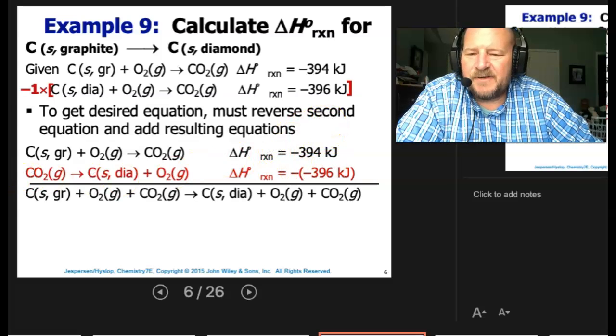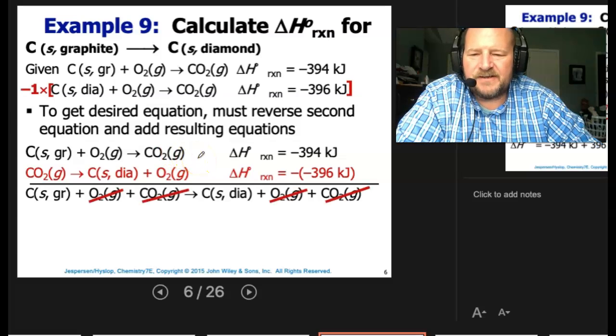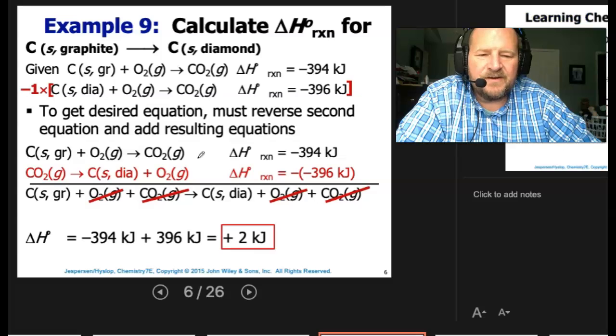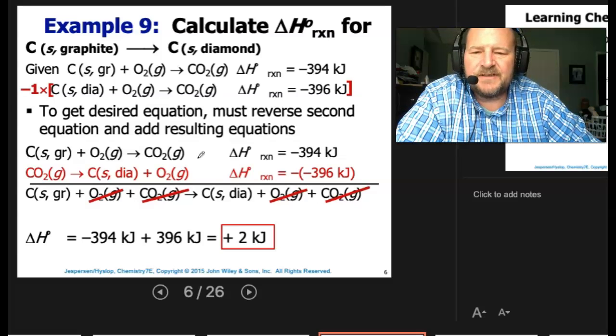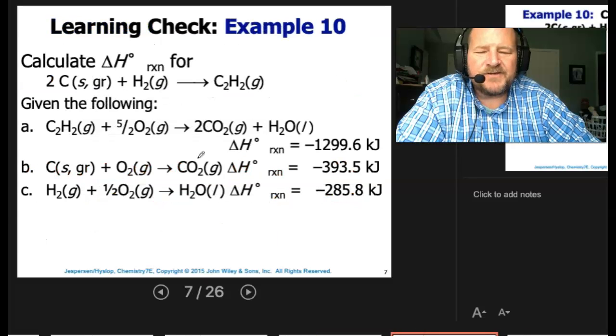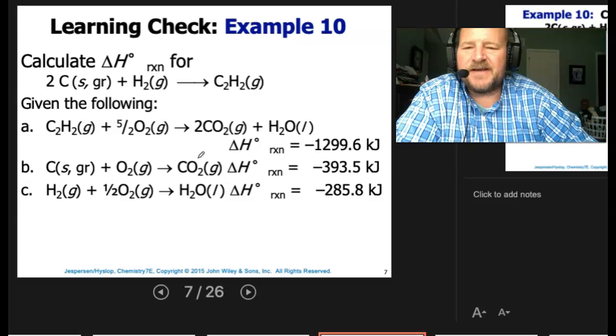So now when I sum this up, I get carbon solid plus O2 plus CO2 produces carbon solid as a diamond plus O2 plus the CO2. And now obviously the O2s and the CO2s will all cancel out so that I'm left with carbon solid graphite going to carbon solid diamond. I then sum up the delta H's and it tells me that's going to be 2 kilojoules. Hopefully that made sense. Okay. Again, if you have questions about any of these, feel free to email me to get some clarification.